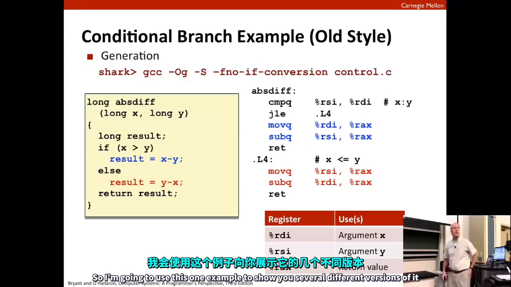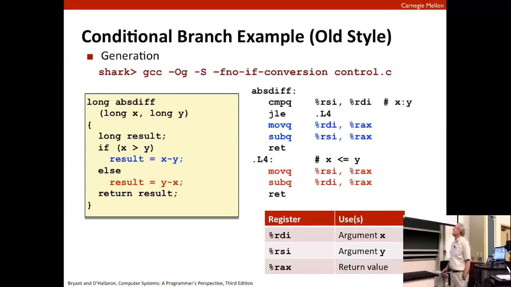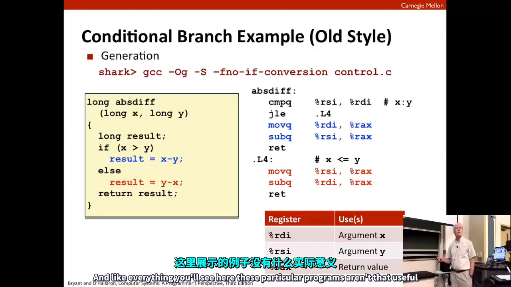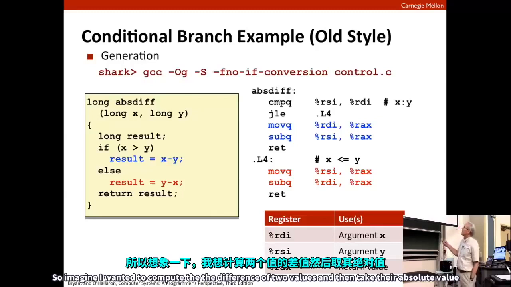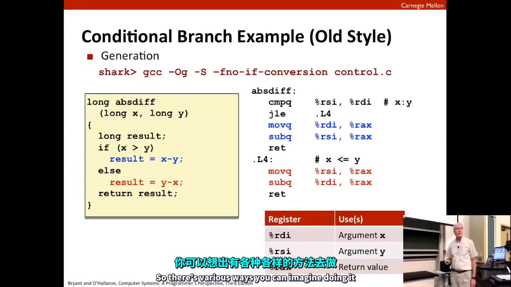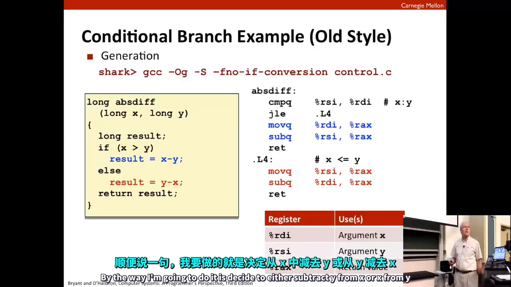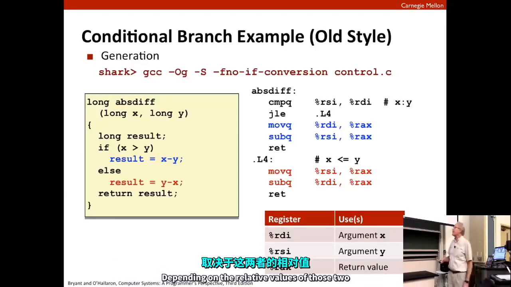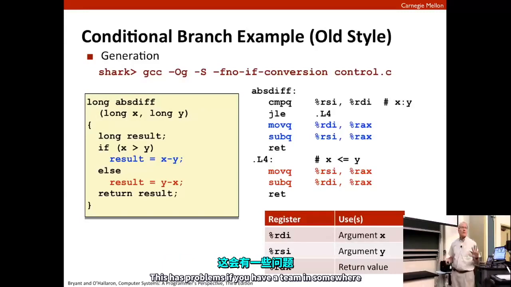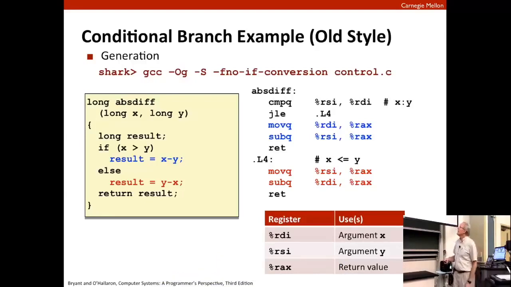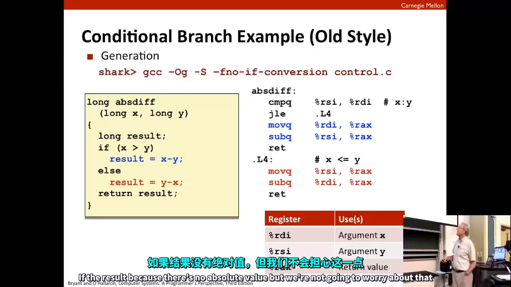So I'm going to use this one example to show you several different versions of it. And like everything you'll see here, these particular programs aren't that useful, but they illustrate ideas. So imagine I wanted to compute the difference of 2 values and then take their absolute value. There's various ways you could imagine doing it, but the way I'm going to do it is decide to either subtract y from x or x from y, depending on the relative values of those 2. And of course, the astute observer will notice that this has problems if you have a t-min somewhere, because there's no absolute value, but we're not going to worry about that.